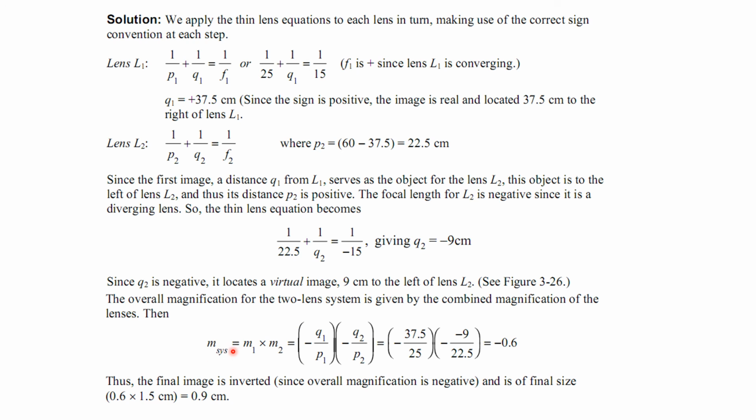And the final magnification is equal to magnification 1 times magnification 2. We know that magnification equals minus Q1 over P1 times minus Q2 over P2. All these numbers are calculated. We have magnification equal to minus 0.6. This means that the final image size is equal to the size of the object times the magnification. Then the size of the image is 0.9 centimeter, smaller than the object.